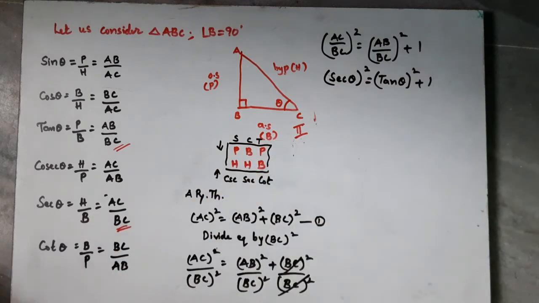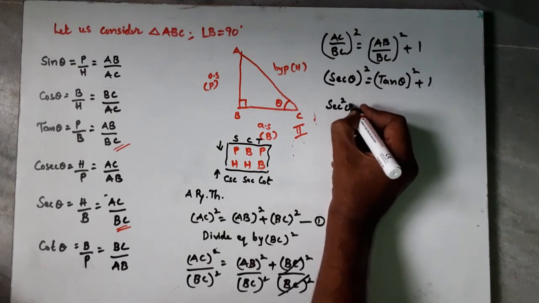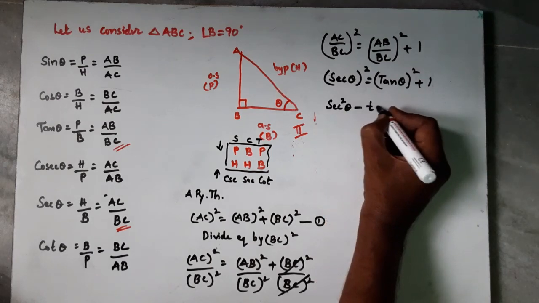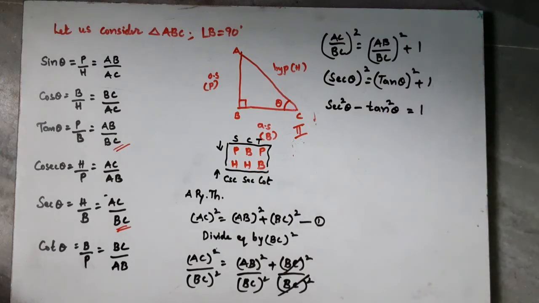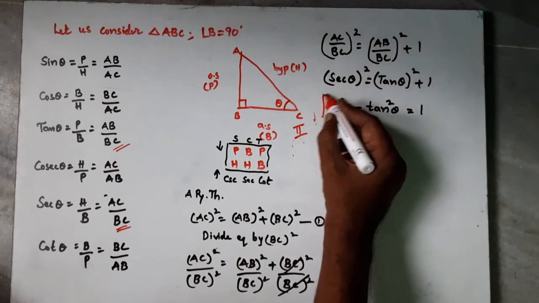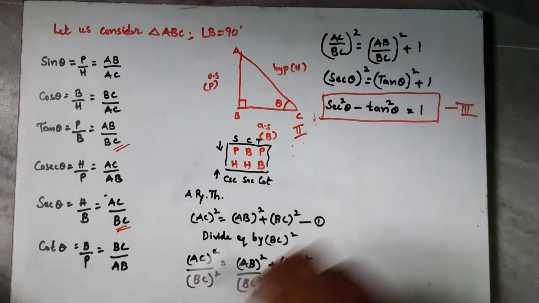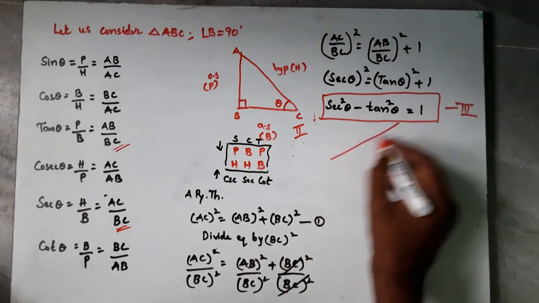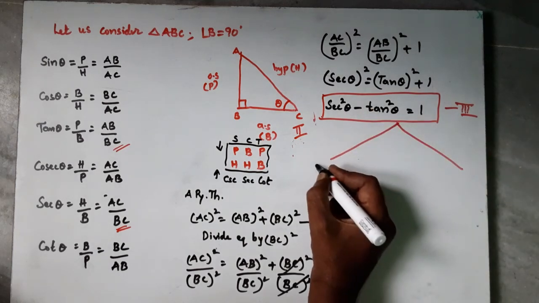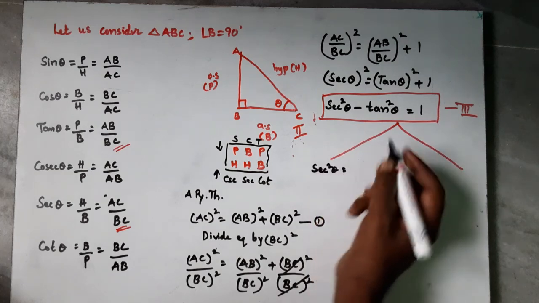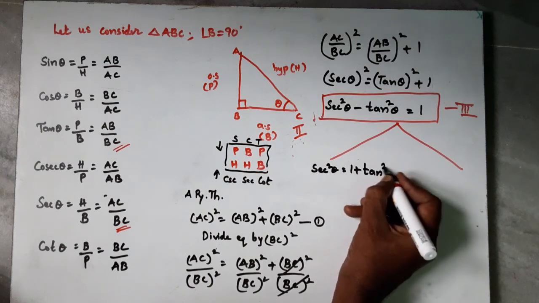Now transpose tan square theta to the LHS. So what happens here? Sec square theta minus tan square theta is equal to 1. So this is the third trigonometric identity. So we got the third trigonometric identity. With this we are going to simplify another 2 trigonometric identities. Sec square theta is equal to, transposing minus tan square theta to the RHS, 1 plus tan square theta.